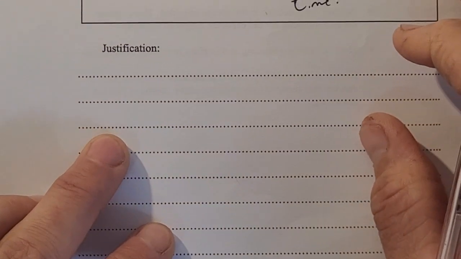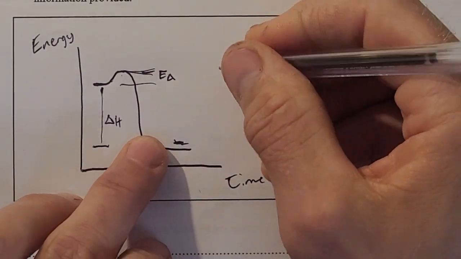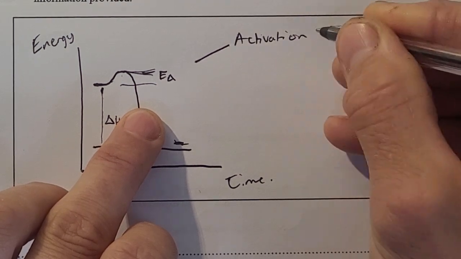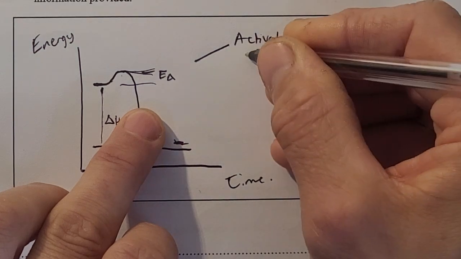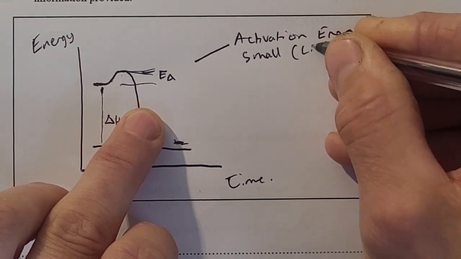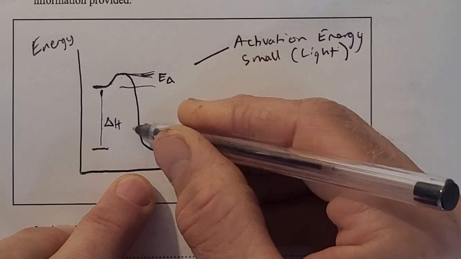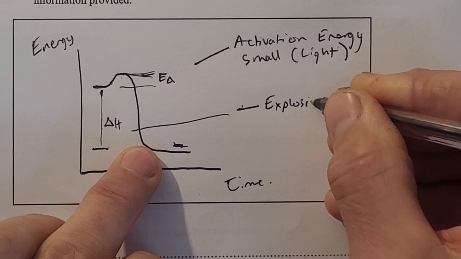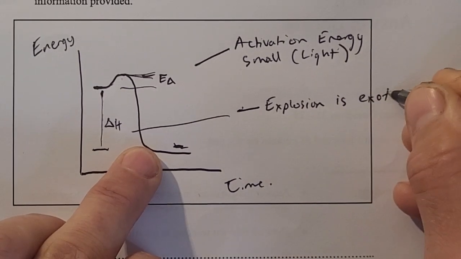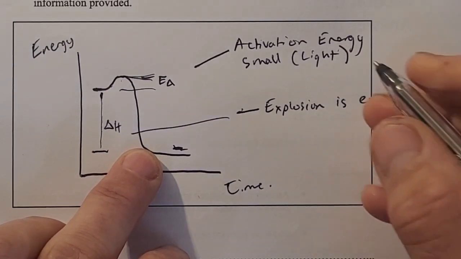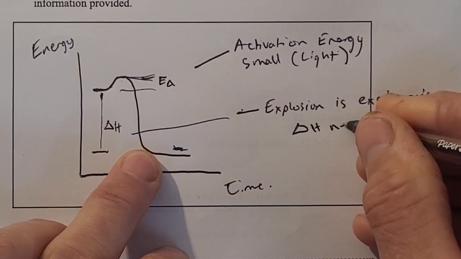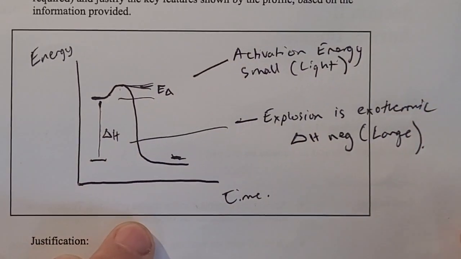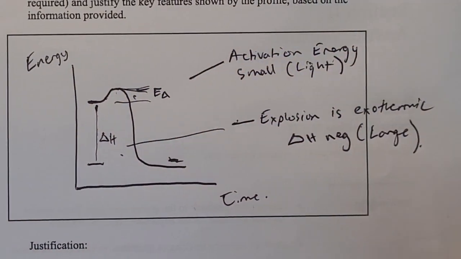So what's your justification? I'll write it up here. Activation energy is small because it's the light. Explosion is exothermic. Delta H is negative and large. And if you got 1, 2, 3, 4, that would get you there.